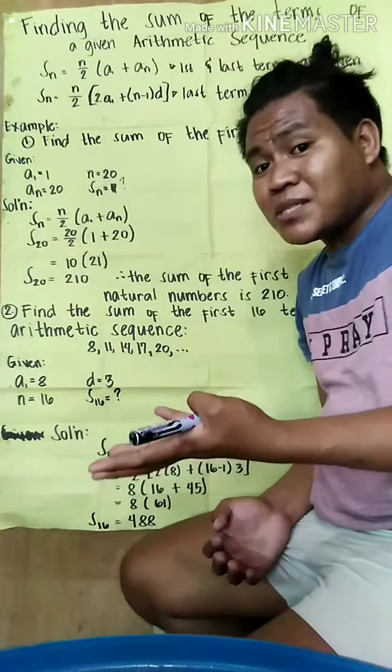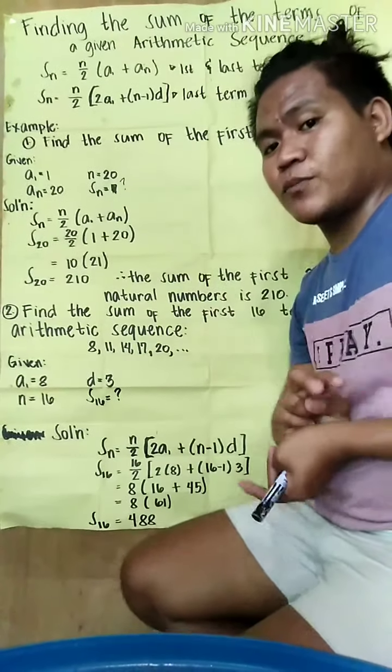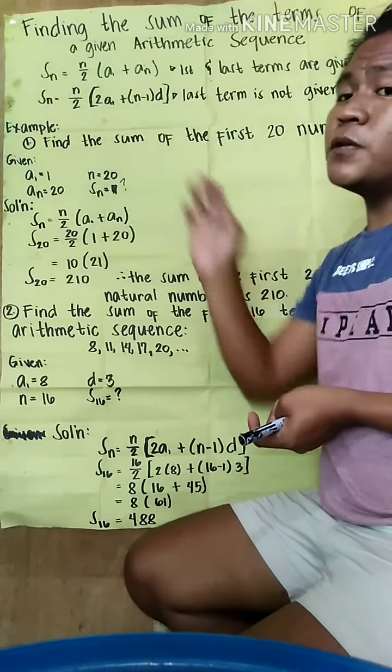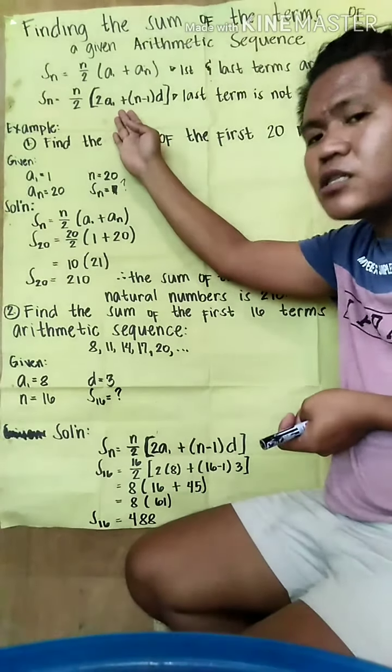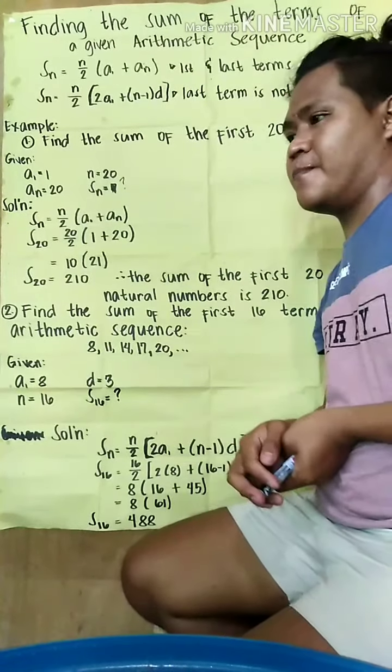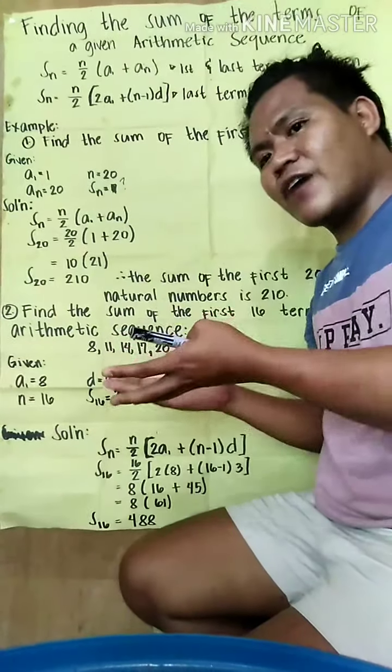And if the last term is not given, we will use the second formula, which is S sub n equal to n over 2 multiplied by 2a sub 1 plus the quantity of n minus 1 multiplied by the common difference, or d. So we will have our examples.